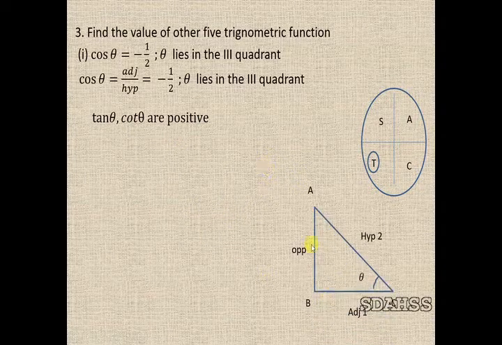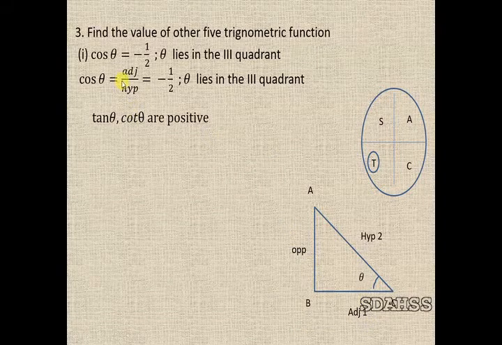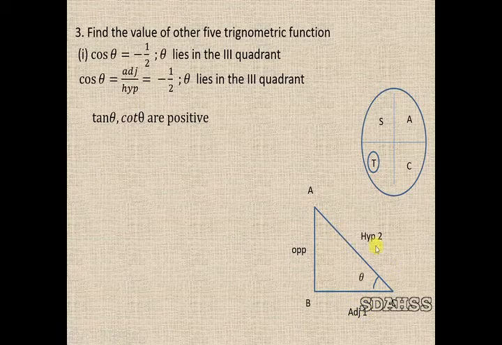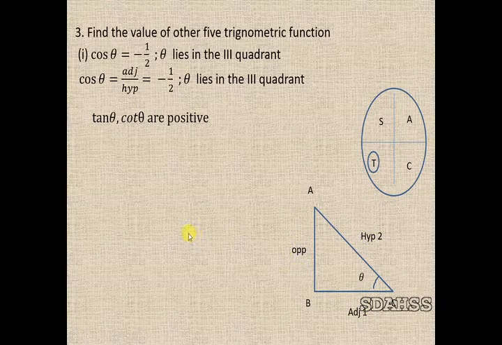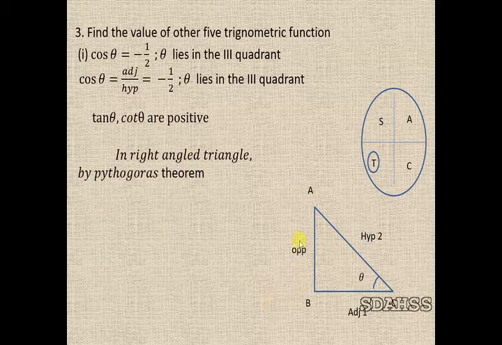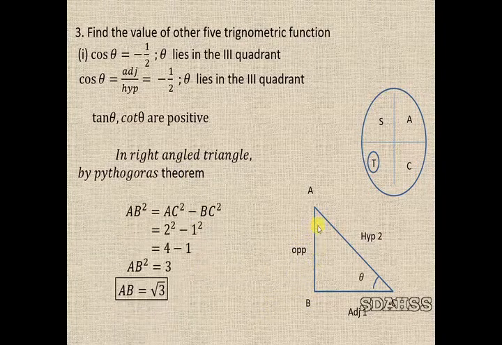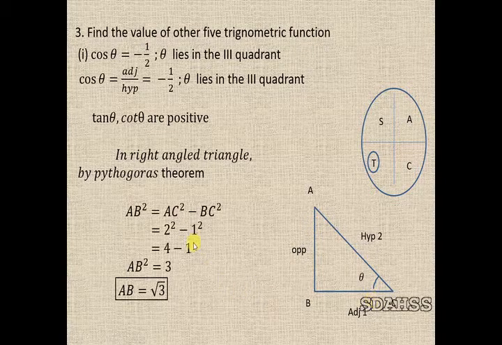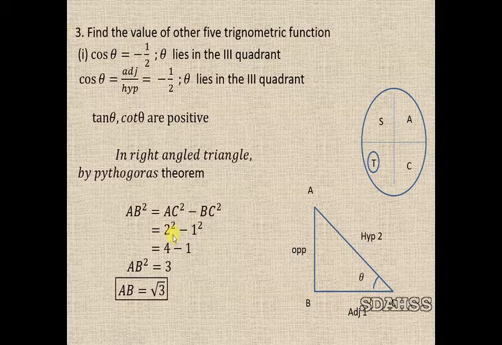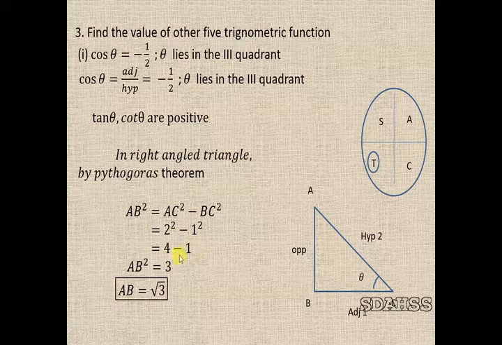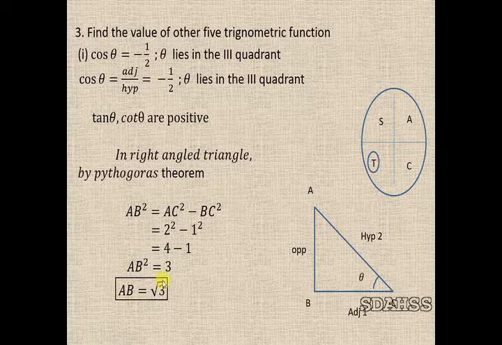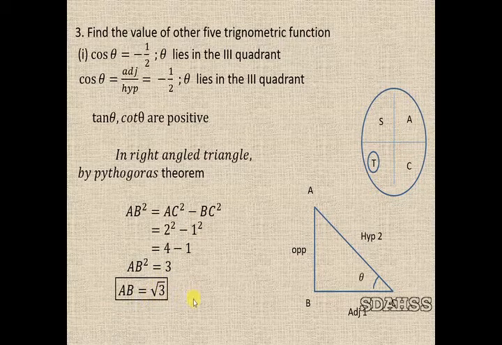Consider a right angle triangle. In the right angle triangle, adjacent side is 1 and the hypotenuse side is 2. We want to find the opposite side. For that you have to use Pythagoras theorem. AB square is equal to AC square minus BC square. AC is 2, so 2 square minus BC is 1 square. 2 square means 4, minus 1, 4 minus 1 is 3. AB square is equal to 3. Taking square root on both sides, AB is equal to square root of 3.